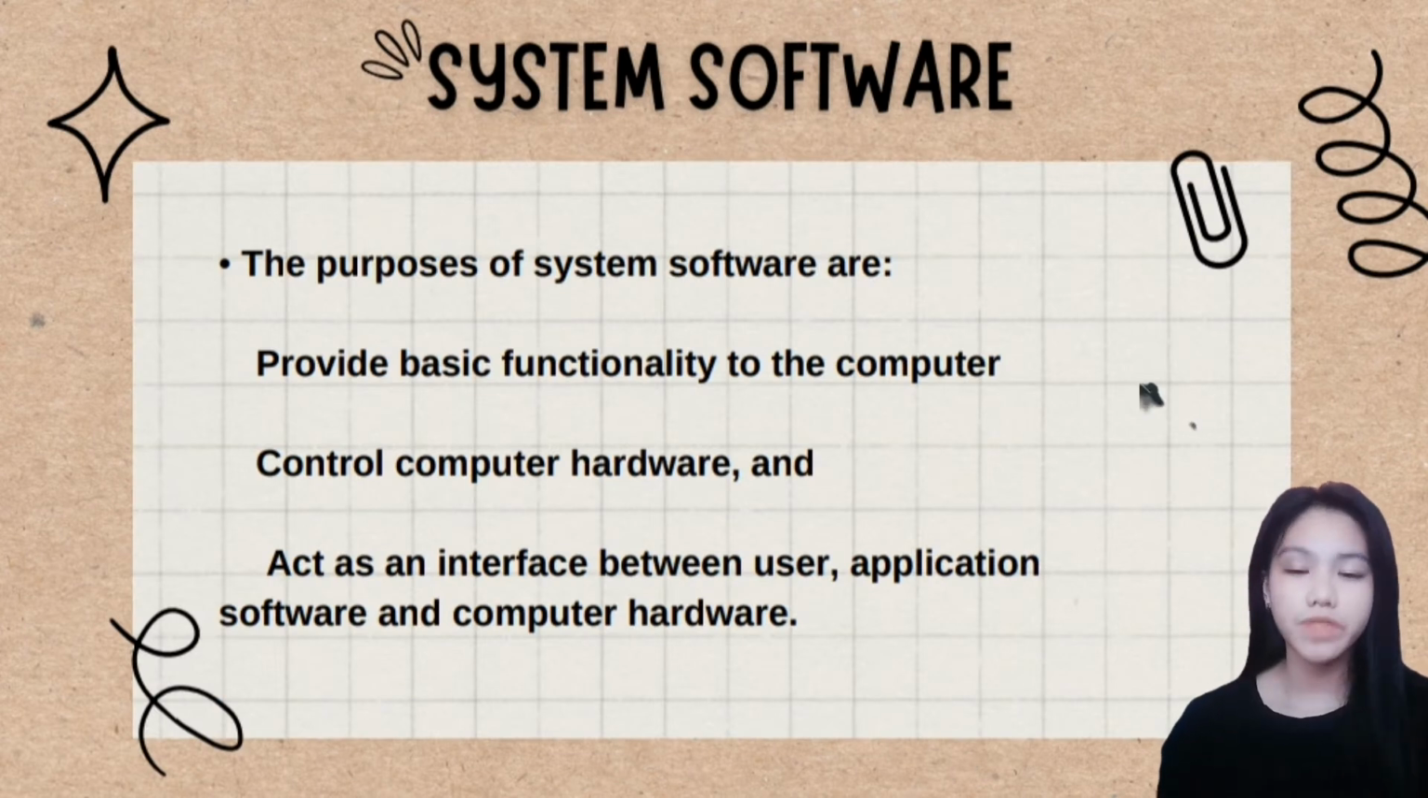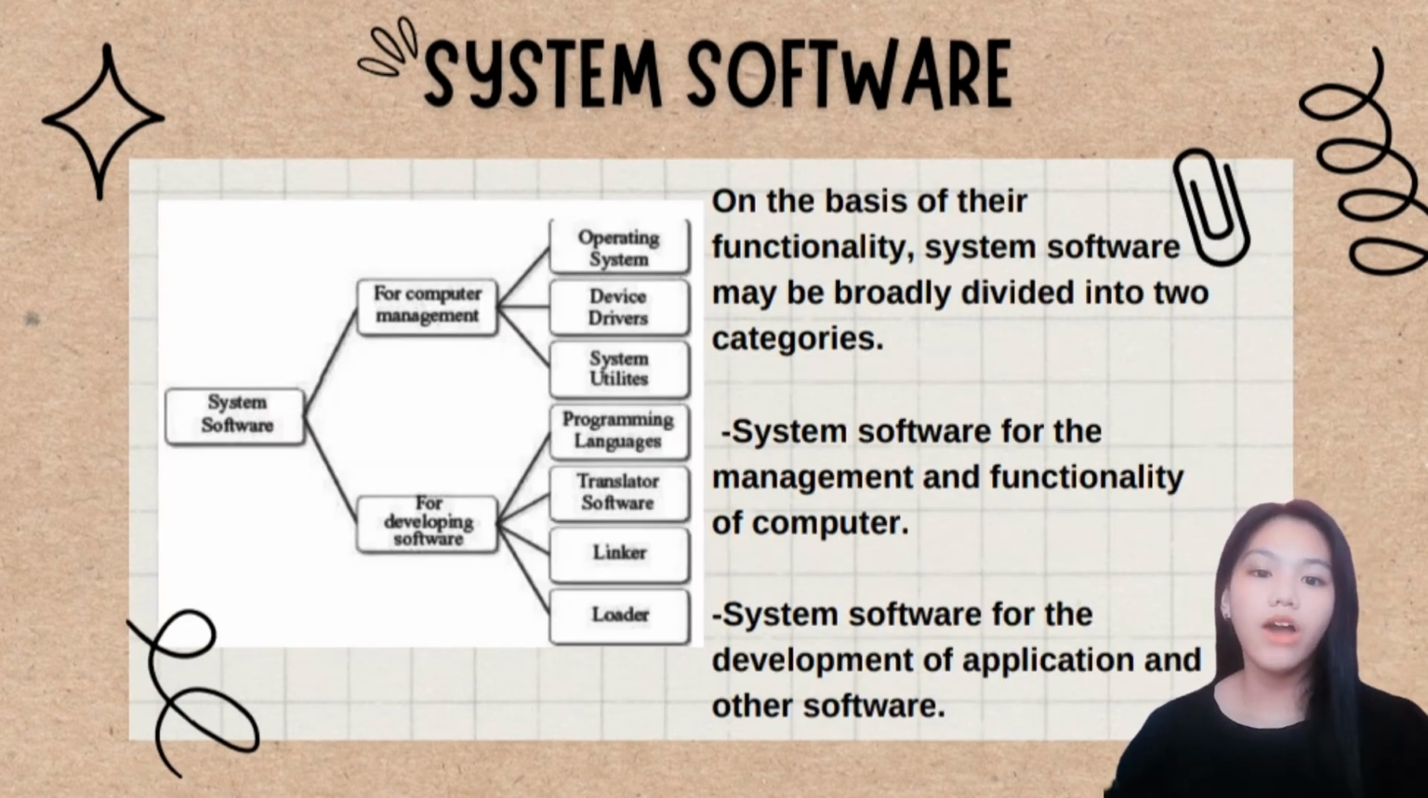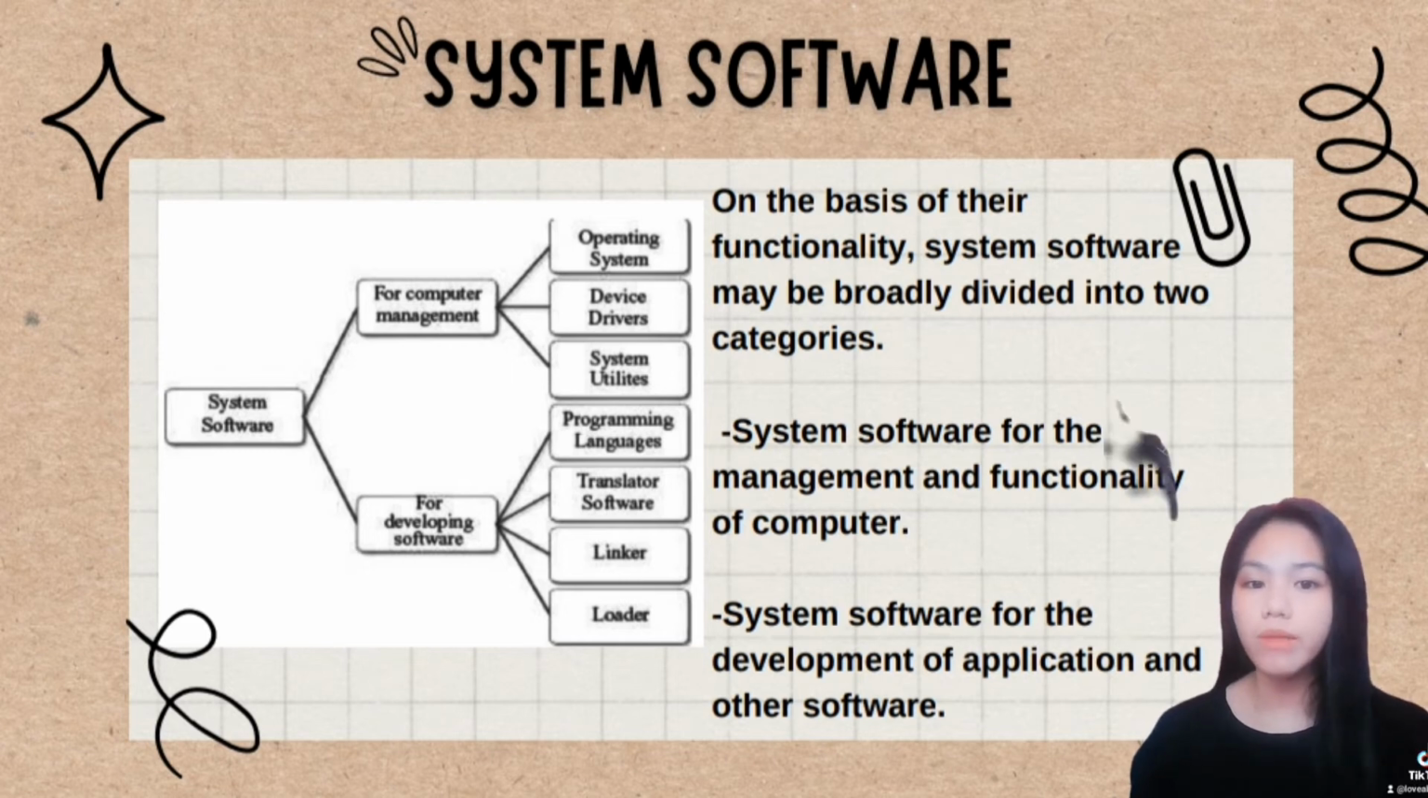The purposes of system software are: first, to provide basic functionality to the computer. Next is to control computer hardware, and lastly, to act as an interface between user, application software, and computer hardware. On the basis of their functionality, system software may be broadly divided into two categories. First is system software for the management and functionality of the computer, and second is system software for the development of application and other software.